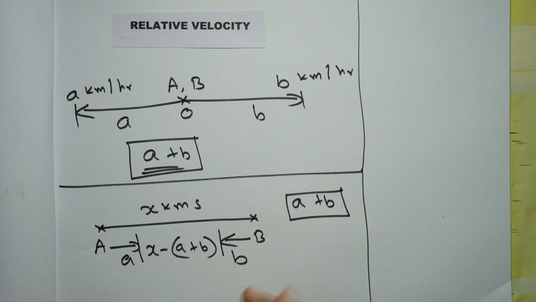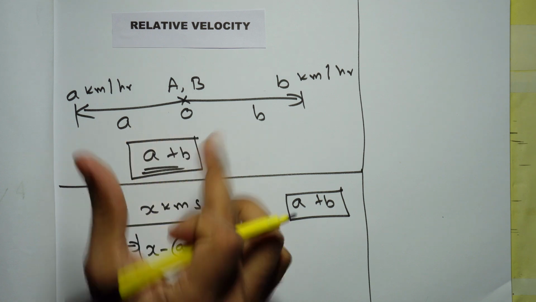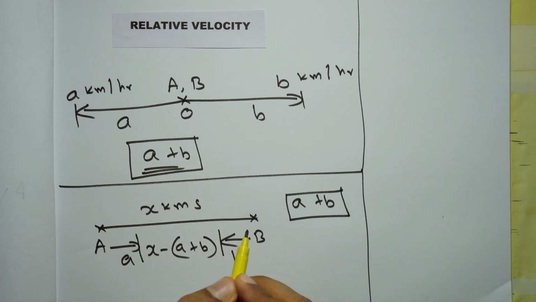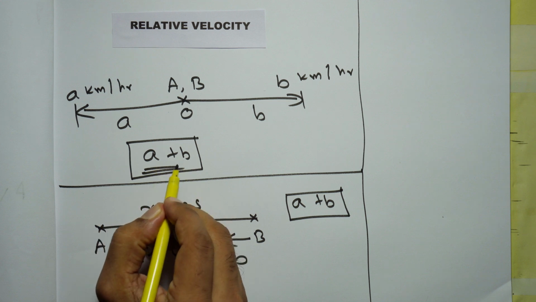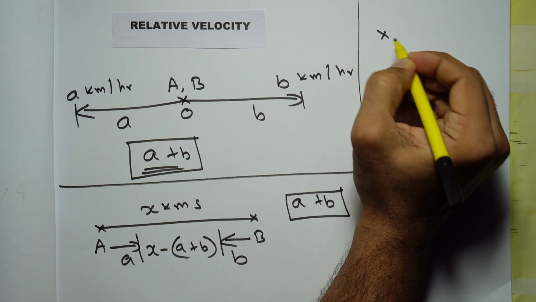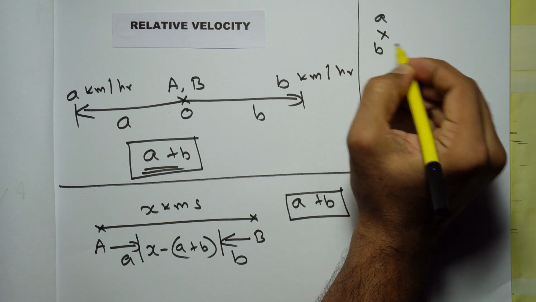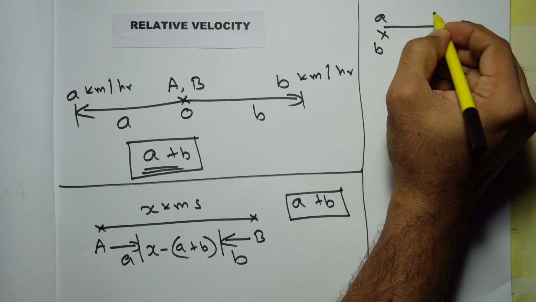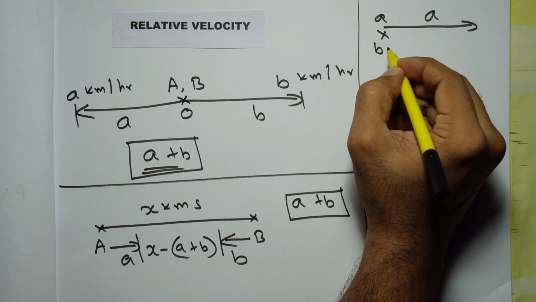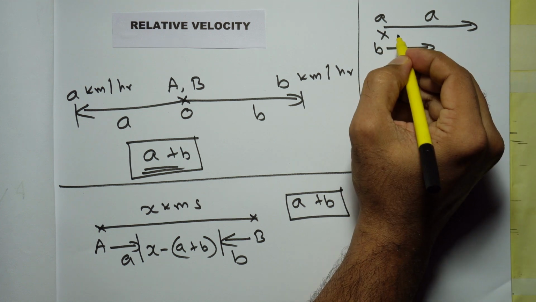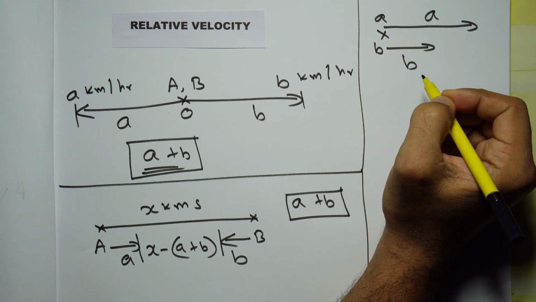Now it doesn't matter if they are getting closer or if they are getting separated. In both cases relative velocity is always A plus B, because the distance between them changes by A plus B kilometers per hour. Now let us look at one more case. You have a point here. A and B are both here at this point. Person A is moving in this direction at A kilometers per hour. B also in the same direction at B kilometers per hour.